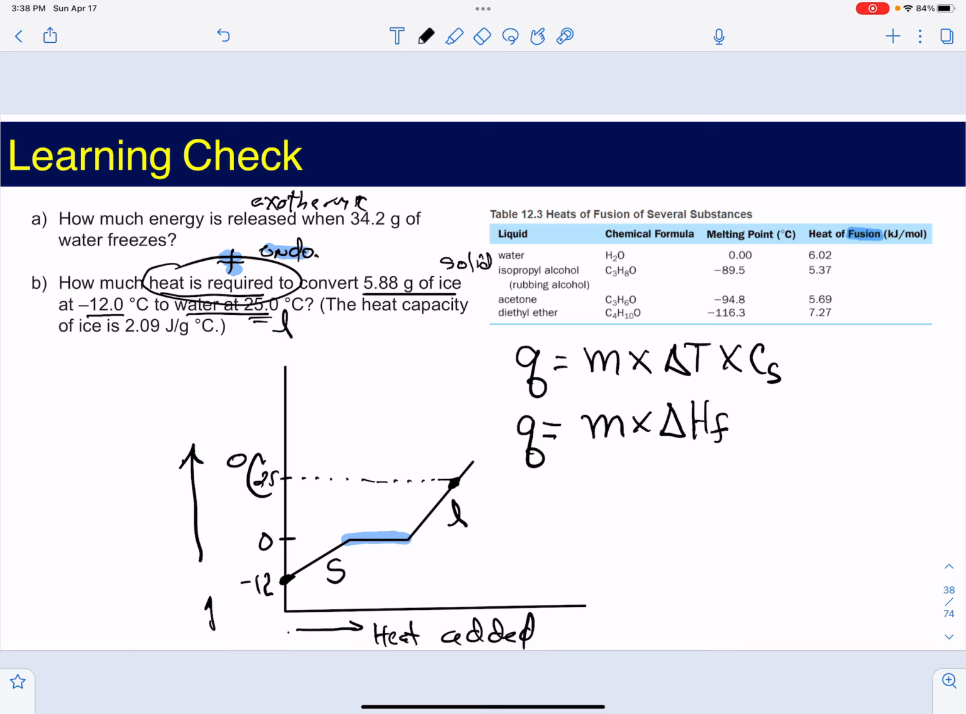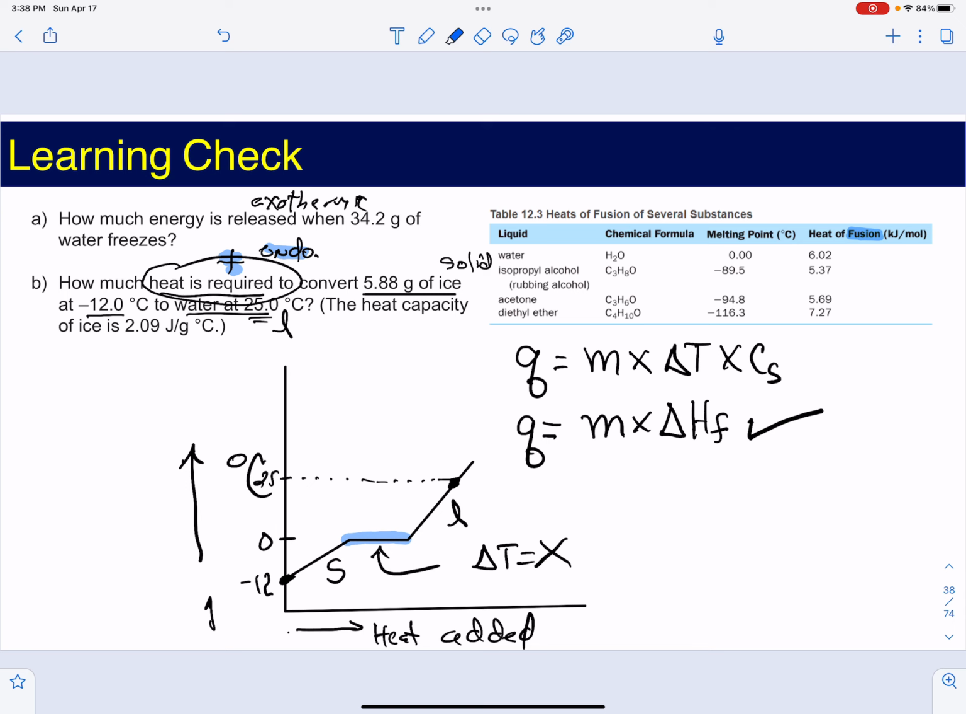So notice that on the plateau, the change in temperature doesn't exist. The temperature doesn't change there. It's zero all the time. So you're gonna have to use that formula for that part.